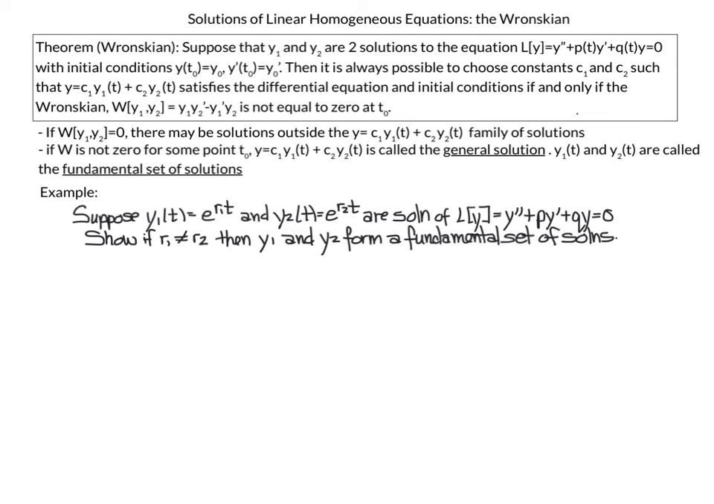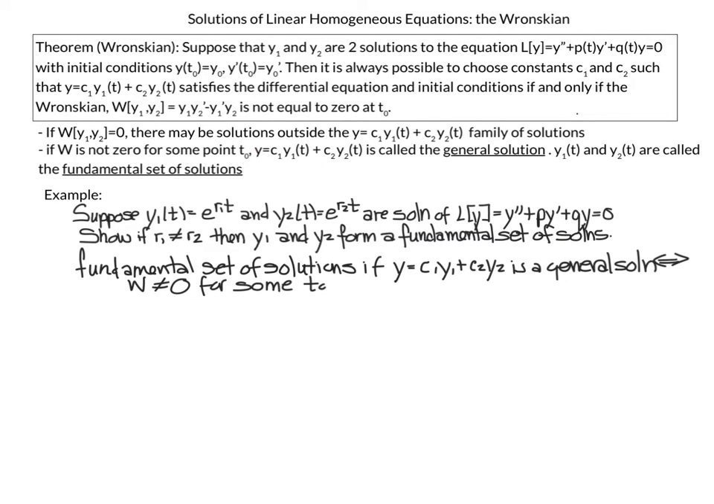Here is our first example to demonstrate the Wronskian and the fact that if it's equal to 0, there may be solutions outside the linear combination. If it's not 0, then the linear combination is the general solution, and y1 and y2 are called the fundamental set of solutions. So suppose that y1 is equal to e to the r1t and y2 is equal to e to the r2t, and they're solutions of this differential equation, y double prime plus py prime plus qy equals 0. Show that if r1 does not equal r2, then y1 and y2 form a fundamental set of solutions.